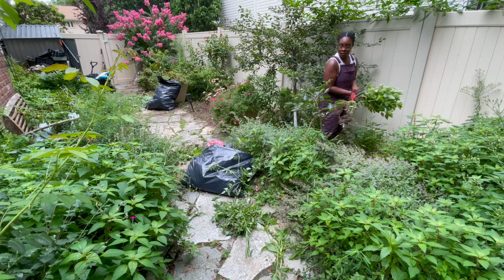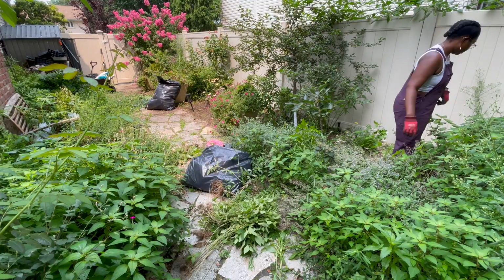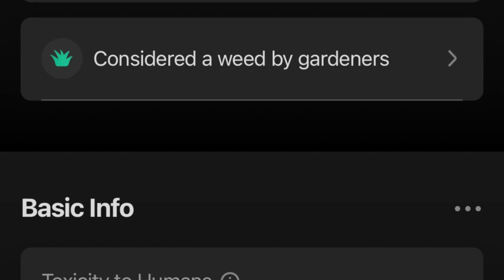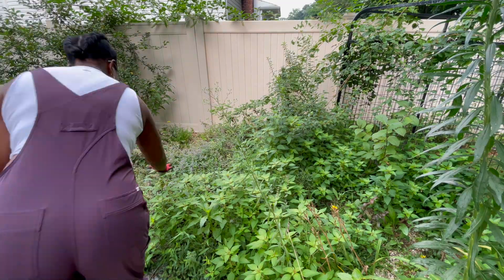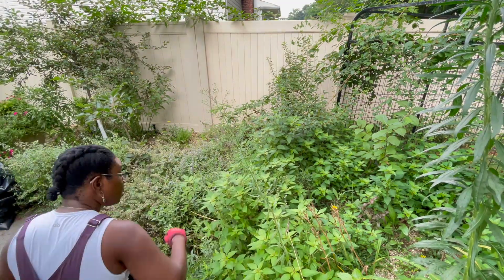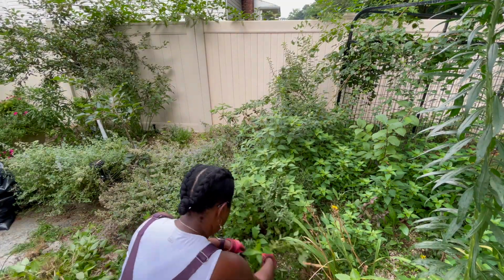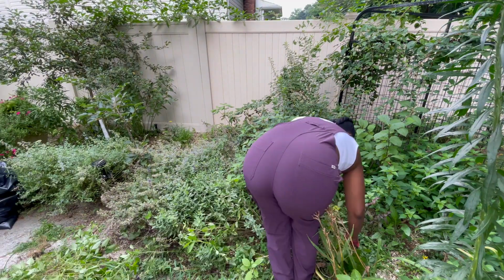This next patch that you'll see me clearing out here is a good example. This is rhomboid mercury. It's native to North America, but it's commonly considered a weed, and it's probably because this thing is prolific. I feel like this is one of those plants where I saw some in the garden, and I came back a week later and all of a sudden it had exploded and they were everywhere.